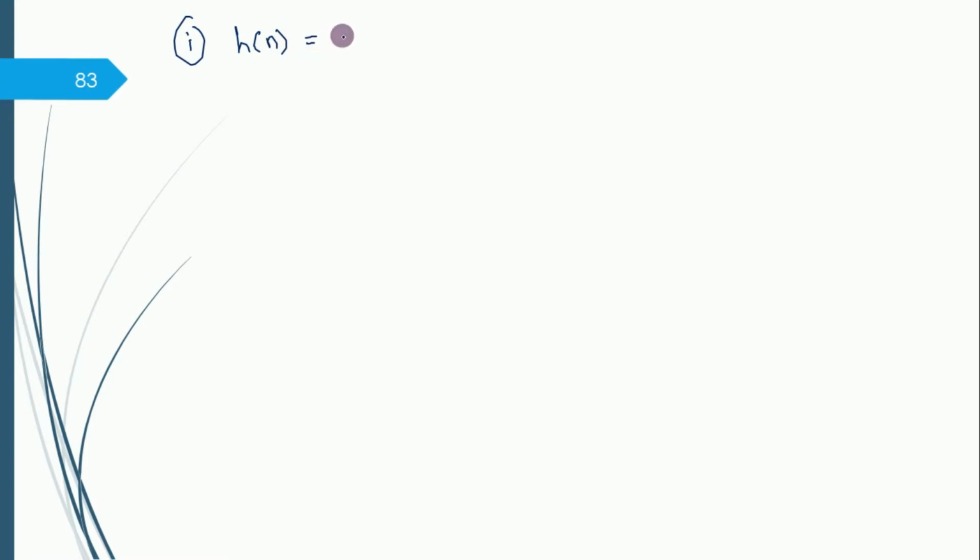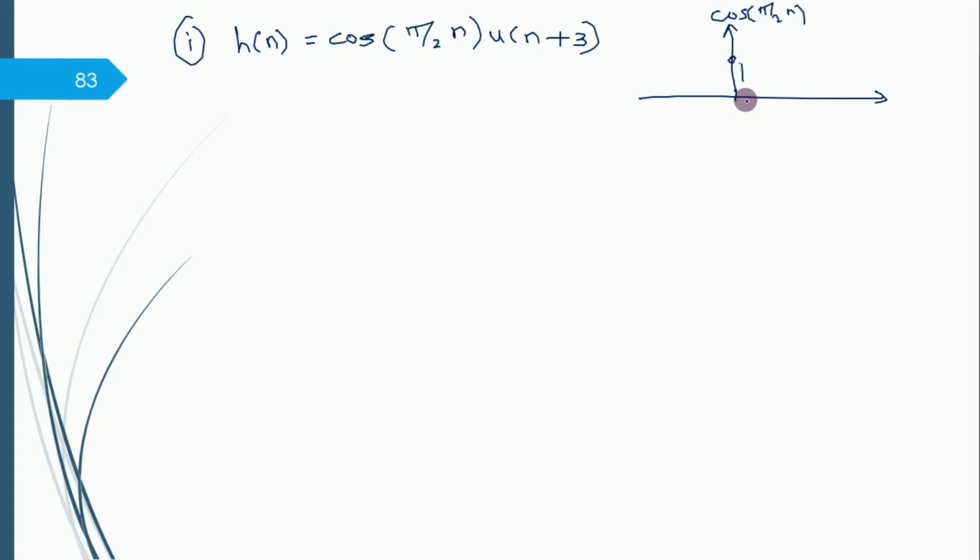Just one problem. h of n is equal to cos of pi by 2 n u of n plus 3. This is the equation given. Of course it is discrete time. Since it's discrete time, the cos function would look like this, in the cos fashion itself. It will continue, so on the negative side also it will be in the same manner. I hope you got some idea how a cos signal in the discrete domain looks. It will continue in this fashion.